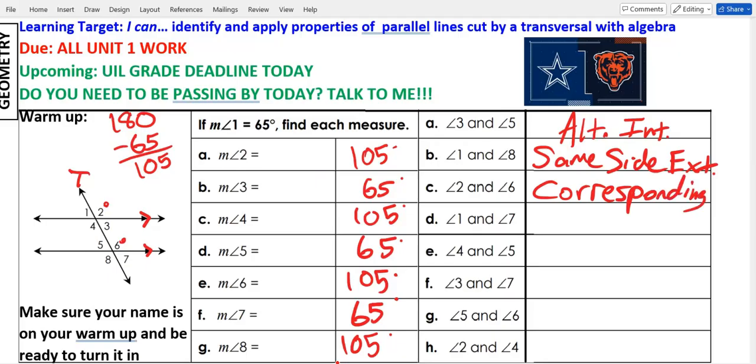I'm also in the way. 1 and 7. Now look, 1's on the outside, 7's on the outside, and they cross over the transversal. What would you call that? Alternate or same side? Alternate exterior.